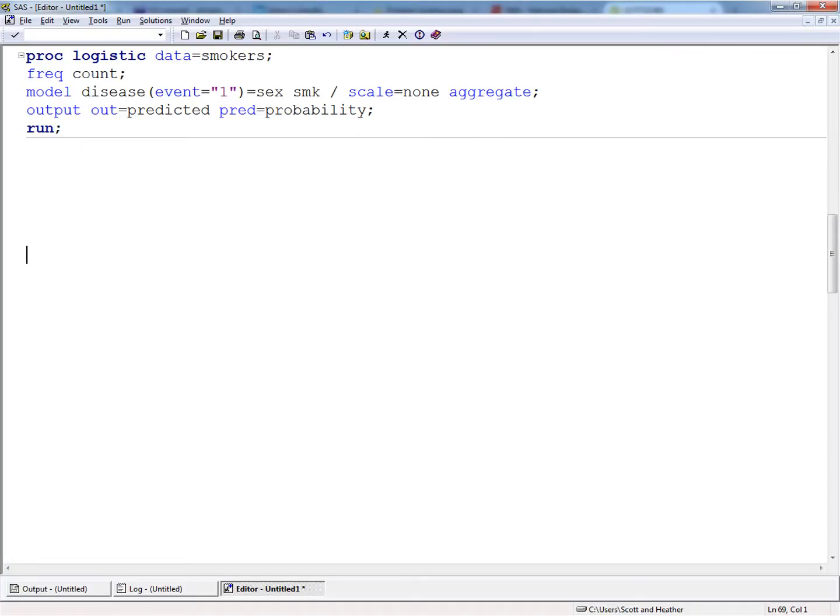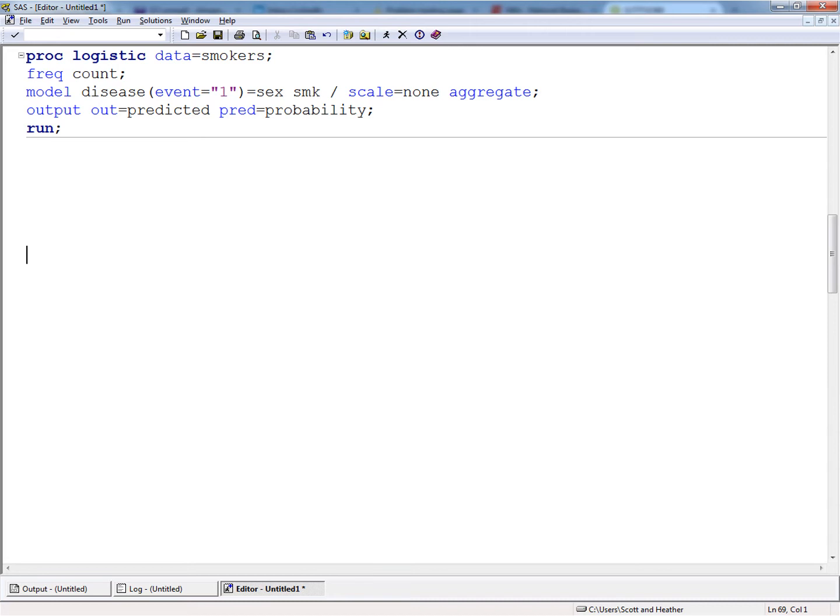All right, so let's go ahead. Let's return to the data set that we have been working with, that kind of generic male-female smoker, non-smoker data set that we were working with last week. So very familiar looking code, right? We proc logistic, still that data equals smokers from the previous lecture. There's our model statement here. I'm being very explicit. I want to model the event equals 1. That's the event of having a disease.